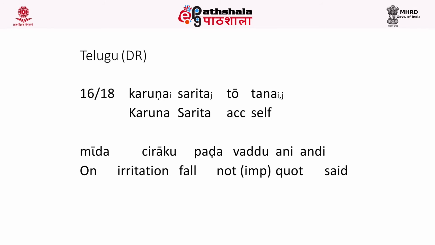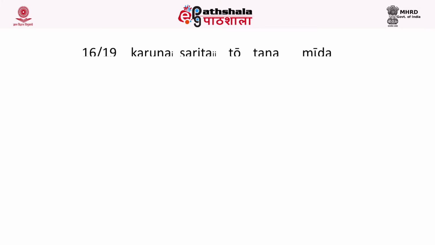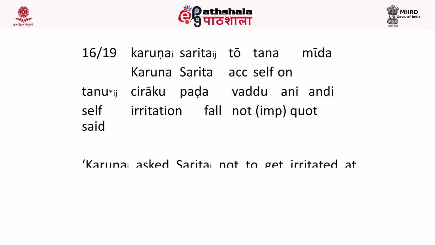Karuna Saritato tanamida chiraku padavaddu ani cheppindi. Tanamida, self on, can be co-indexed with Karuna, or it can be co-indexed with pro, which in turn is co-indexed with Sarita, the embedded indirect object. Let's take 16.19, where you have a complex anaphor. The complex anaphor is tanamida tanu, self on self.